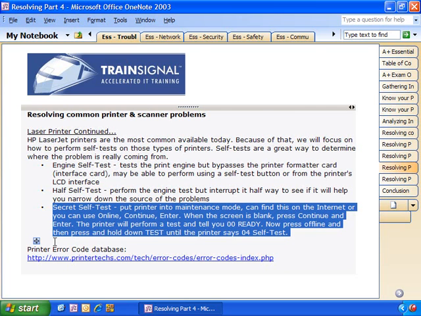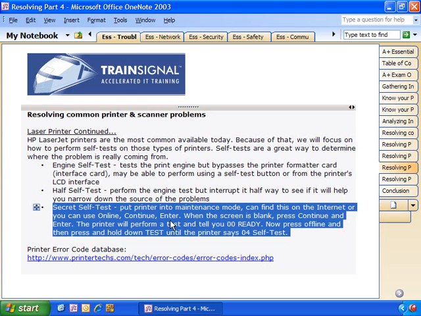The next type of self-test is a secret self-test. This is where you put the printer into maintenance mode. You can find instructions on how to do this on the internet. Commonly, you can use online, continue, then enter buttons on the laser printer to do it, but it really varies from model to model. So I would consult the internet.